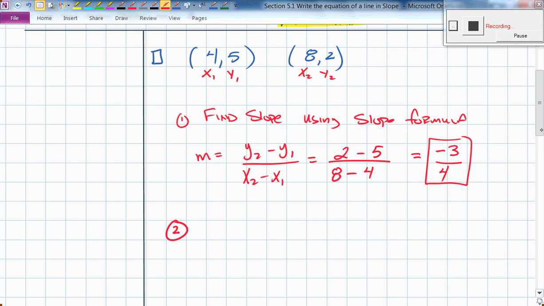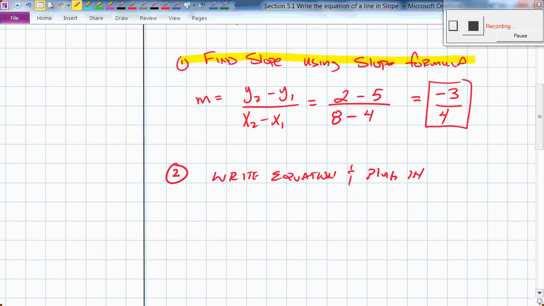Okay, so step 1 is we're going to find the slope. Use the slope formula. Step number 2, we are going to write our equation and plug in. Write the equation and plug in. This is step number 2.